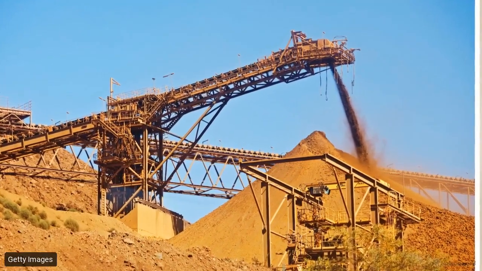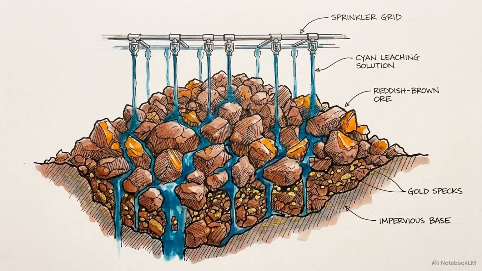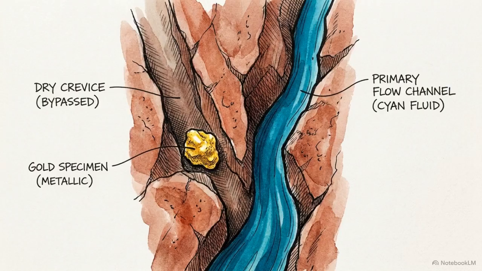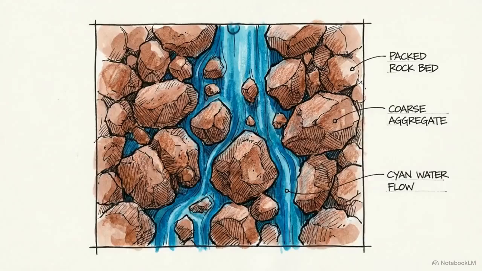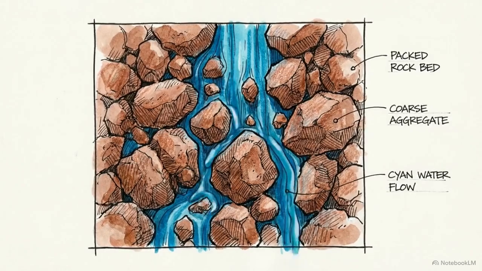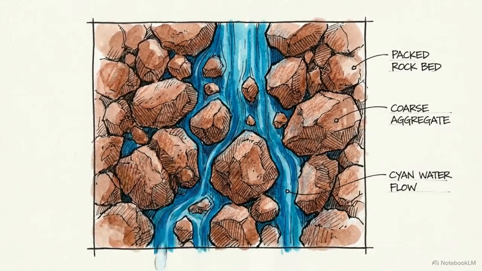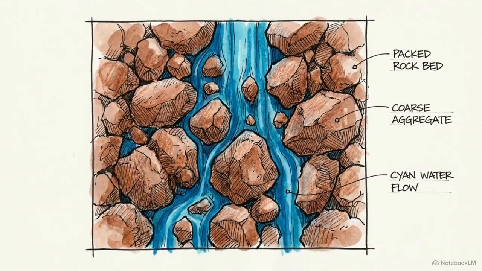The chemical process is straightforward. A cyanide solution drips through the pile to dissolve microscopic gold. This free gold is only recoverable if the liquid can actually reach it. Process engineers rely on gravity to distribute this fluid, assuming the liquid will pull through the pile with uniform coverage.